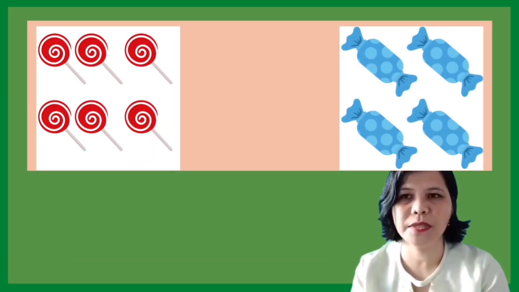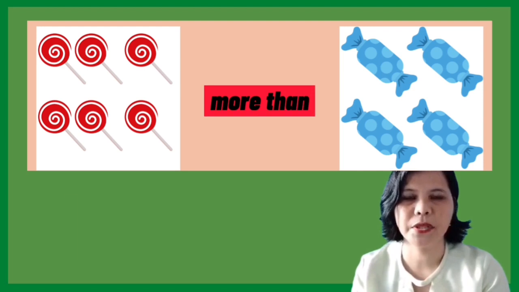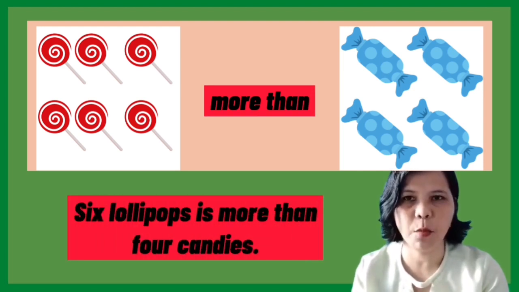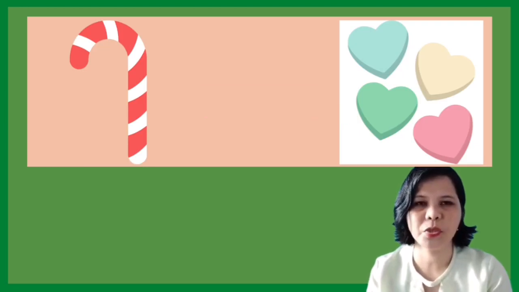Very good. Okay, next, let's proceed to 6 lollipops and 4 candies. Okay, so what expression are we going to use? Very good. We use more than. So 6 lollipops is more than 4 candies. The last one is 1 cane and 4 hearts.